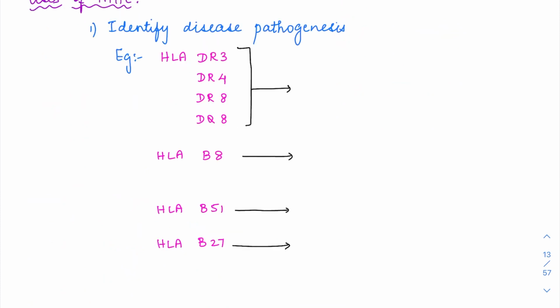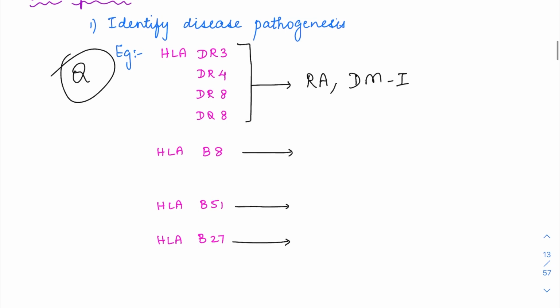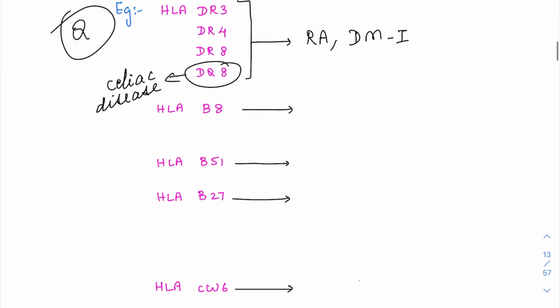Whenever a patient has certain HLA genes, they are susceptible to certain diseases. For identifying disease pathogenesis, we have done lots of research and found that certain HLA genes are associated with certain diseases. So let's see them. HLA DR3, DR4, DR8 and DQ8 are all associated with rheumatoid arthritis and diabetes mellitus. And DQ8 is also associated with celiac disease. Remember, in celiac disease we have DQ2 and DQ8. So DQ8 is related to rheumatoid arthritis, diabetes mellitus and celiac disease.